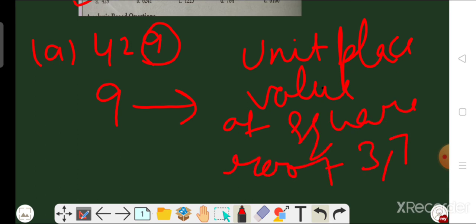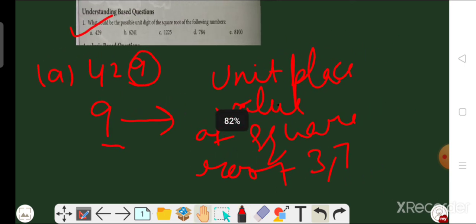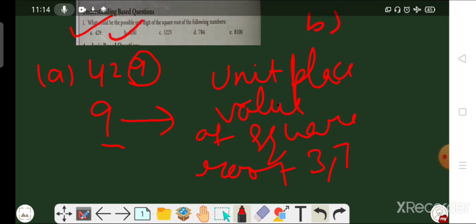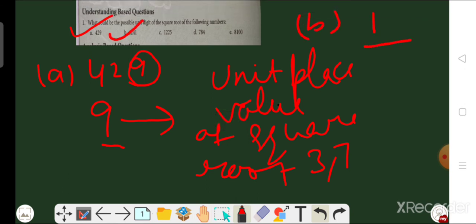3 and 7. Okay, as we have already discussed about this. In the B part, the unit place value in the given number is 1. So the possible values of the square root are 1 and 9 beta. Okay, so this is the solution of beta question number first.